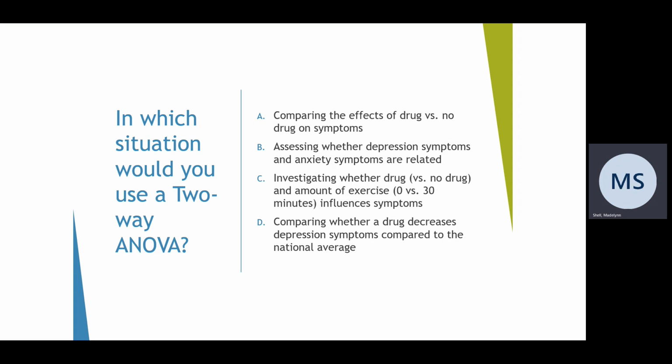What I want you to do is pause the video and take a second to think about which tests would be appropriate in each of these situations, and see if you can identify when you should use a two-way ANOVA. The first situation is comparing the effects of a drug versus no drug on symptoms. In scenario B, you are assessing whether depression symptoms and anxiety symptoms are related. In scenario C, you're investigating whether a drug versus not receiving the drug and the amount of exercise someone gets, 0 versus 30 minutes, influences symptoms. And in scenario D, you're comparing whether a drug decreases depressive symptoms compared to the national average. Pause the video, and think about which analysis that we've talked about would be appropriate for each one of these questions.